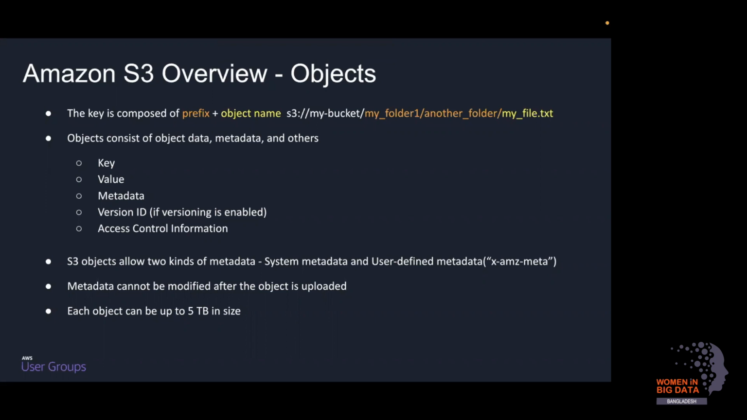Similarly is the key. Like if you see this example, you have a prefix, you have an object name. Now, technically, if you see the color code, this is the prefix. Like folder 1, folder 2, or another folder becomes your prefix, and object name is the file name, which is my file underscore txt, right? So that's how exactly this works.